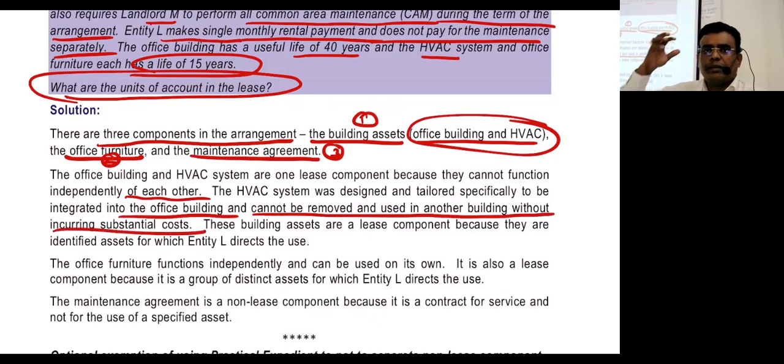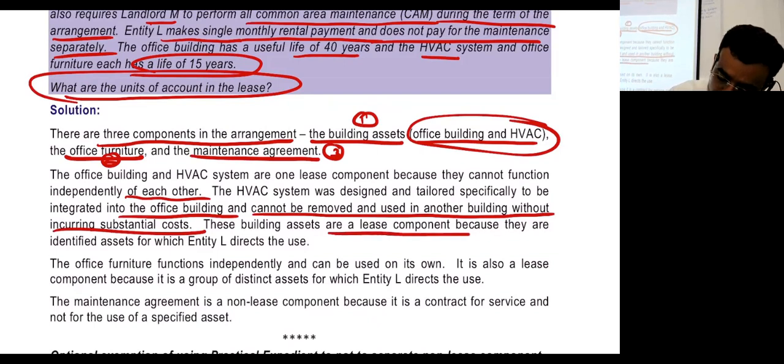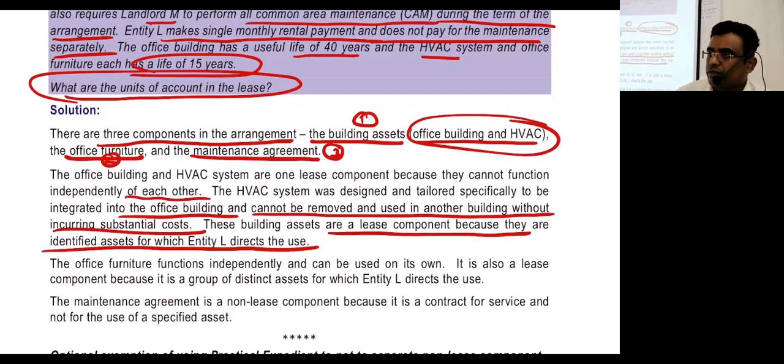Okay, that may be lift. Shall we assume lift also at least? Yeah, this lift can be used here only. You can't take it to another building just like that, like taking speakers or computers. So the building and HVAC are lease components because they are identified assets for which the entity directly uses.